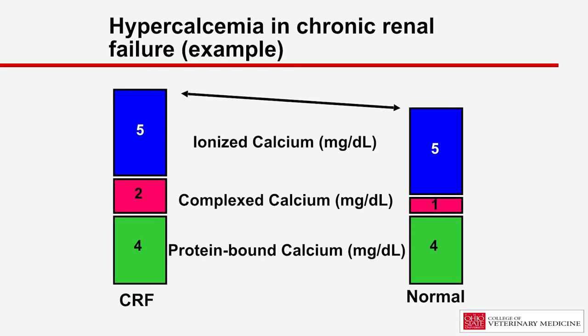Here's just an opposite example. Most animals with chronic kidney disease have either a total calcium that's normal or slightly low, because their ionized is usually normal or slightly low. But in occasional situations with CKD, you can have increased complex calcium and actually have total hypercalcemia. But again, look at the ionized. The ionized is normal, and sometimes the ionized can actually be low. Say this was 4, and this was 3, and this was 4, you would have a slightly low ionized calcium, but the total is increased because you've got increased complex calcium. So the situation with calcium in CKD is complicated by these issues.